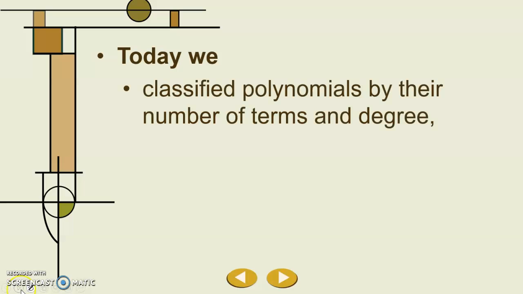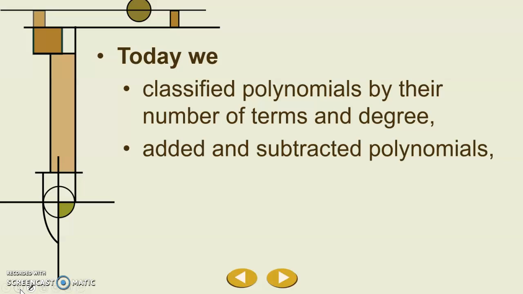Alright guys, today we classified polynomials by the number of terms and the degree. Remember the degree of a monomial: you just add up the exponents. For the degree of a polynomial, the polynomial takes the degree of the highest monomial, the highest part within it. A term can be made up of a constant, a variable with an exponent, or a combination of these two being multiplied, the product of a constant and a variable. We call that, when we're multiplying, the coefficient.